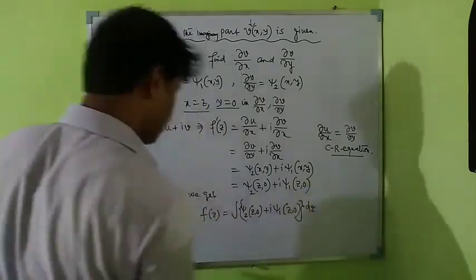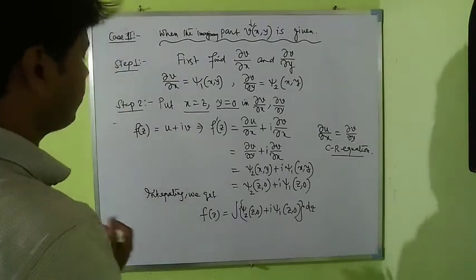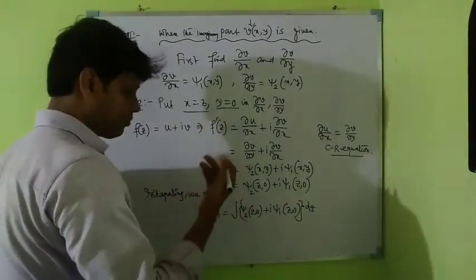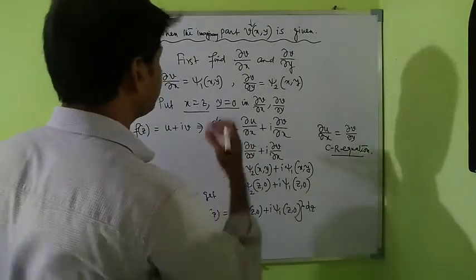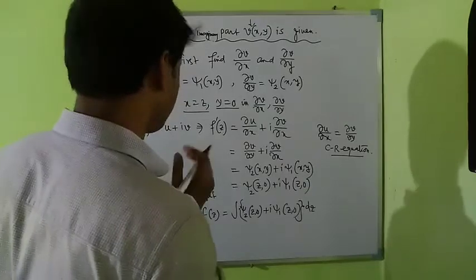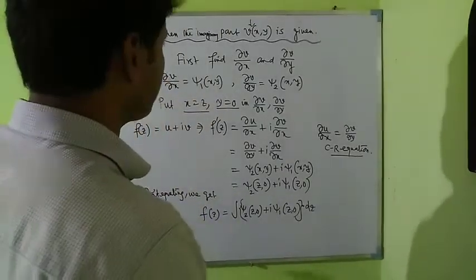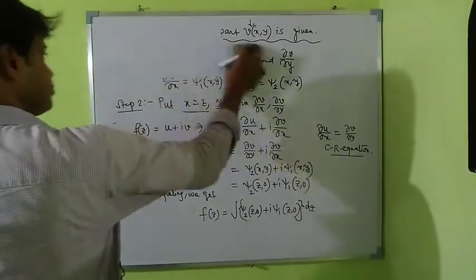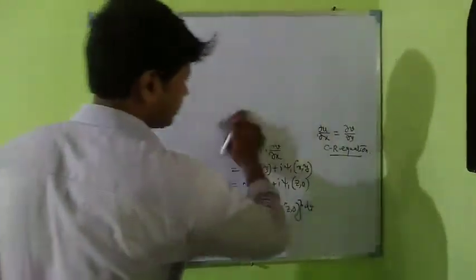This is the process to get the analytic function, to construct f(z) whenever you are given just only the real or imaginary part of that function. So we solve a problem on this method to understand it in a better way.